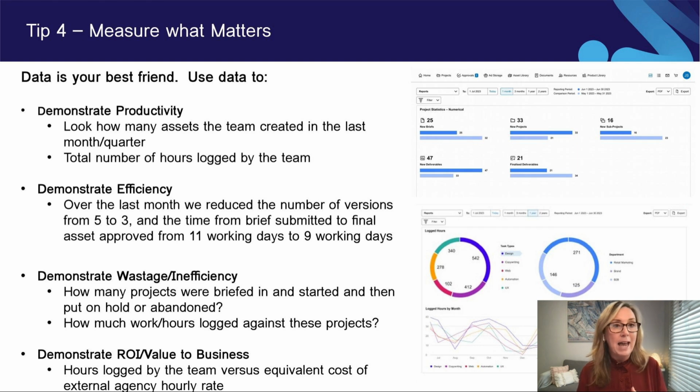So we might, for example, say, hey, we've managed to achieve a reduction in our number of versions. It used to be an average of 5 versions to get something approved, but by introducing better briefing, different collaboration tools, checklists so that people check things before they submit it, we've been able to reduce that from 5 rounds of amends down to just 3. And the flow-on effect of that is that we've been able to get our go-to-market time reduced down as well. So that used to be 11 days from when we received a brief until the final asset went out, but we've been able to reduce that down to 9. So these are ways that you can demonstrate efficiency to the business and the flow-on effects of that.